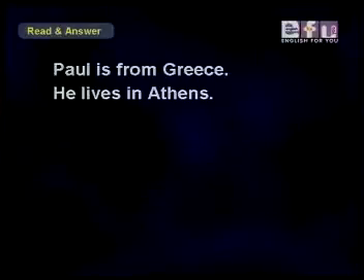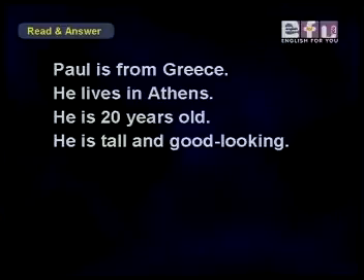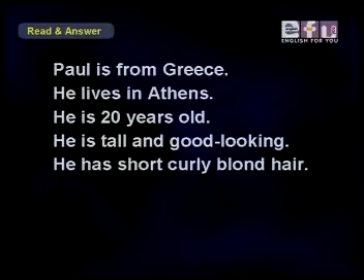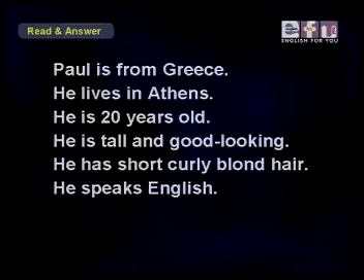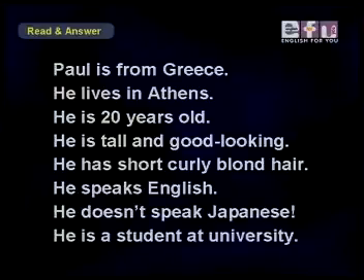Now, read the story and answer the questions. Read and answer. Paul is from Greece. He lives in Athens. He is 20 years old. He is tall and good-looking. He has short, curly, blonde hair. He speaks English. He doesn't speak Japanese. He is a student at university.